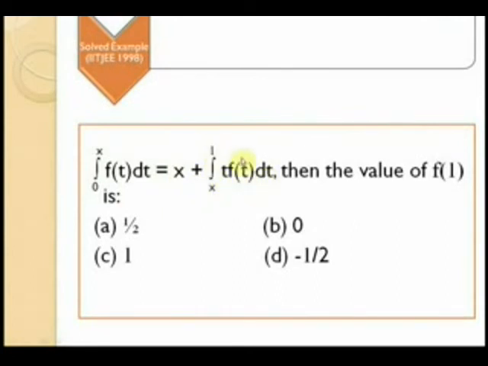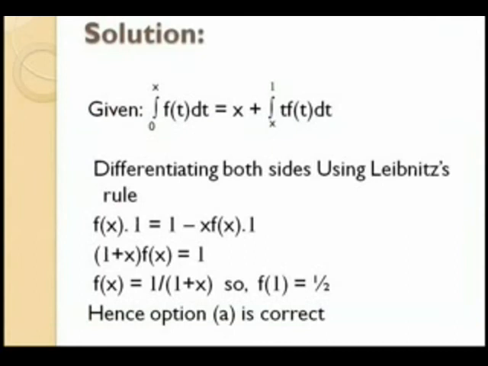Then find the value of f of 1, and we have been given the four options. Now how to solve such a problem? Let's try to understand. Now we have been given this equation. Now we see that the upper and the lower limits are in the form of function, so definitely we have to apply the Leibniz rule here.